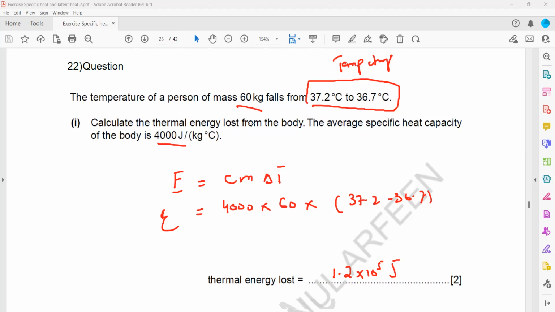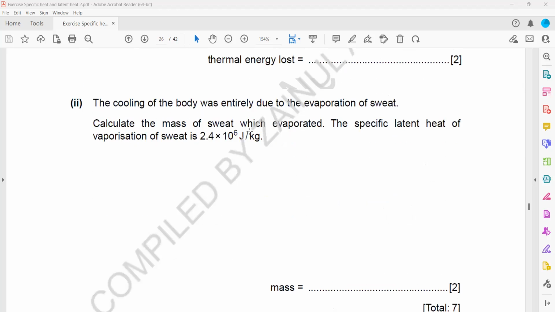The cooling of the body was entirely due to evaporation of sweat. We need the mass of the sweat which evaporates; the specific latent heat of sweat is given. What we assume is that the energy lost by the body is absorbed by the sweat. So the answer, 1.2 times 10 to the power 5 joules, is the whole energy absorbed by the sweat. So we'll use the formula E equals mass times latent heat. We have the energy, and the latent heat is given, so we can work out the mass of sweat that will evaporate, which is 0.05 kilogram.